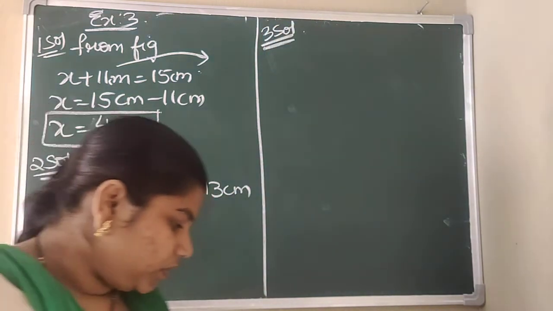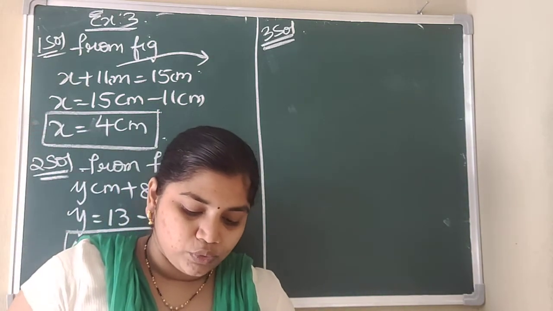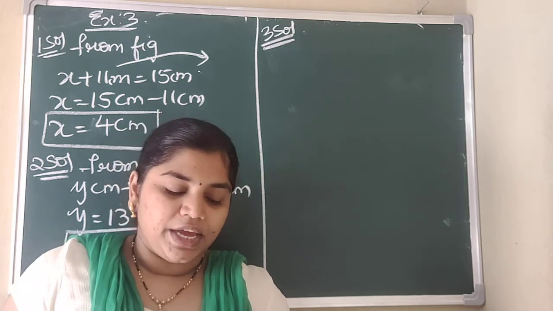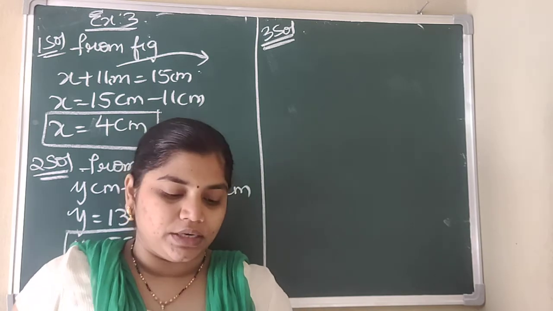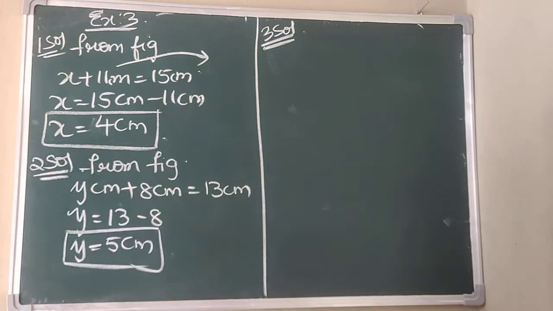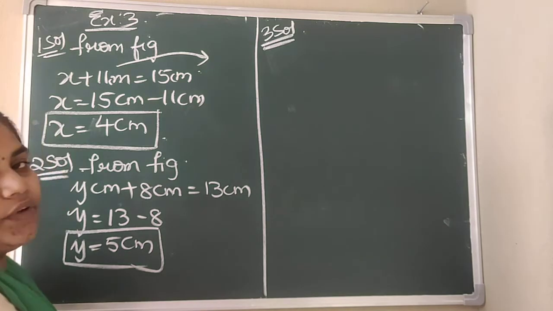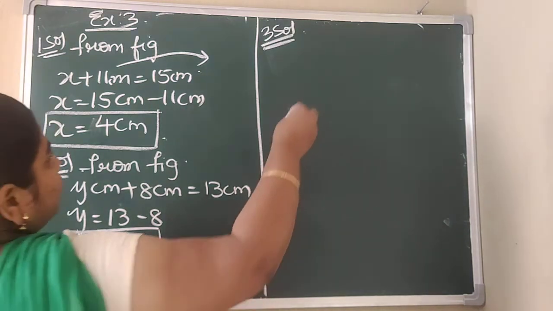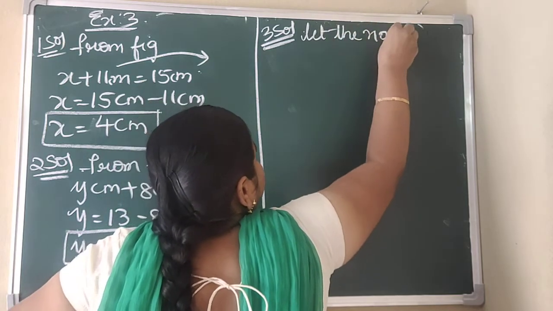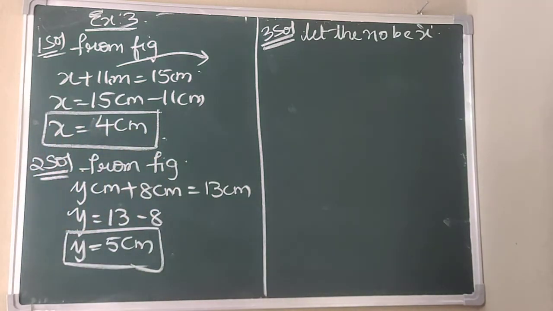Third solution. So what is the third one? If we add 7 to twice of a number, we get 49. So the result will be 49. So what is the number we have to find? Twice of a number means what? Twice of a number is nothing but 2 times of a number. We don't know what that number is, so we are taking it in the form of x. So let the number be x.